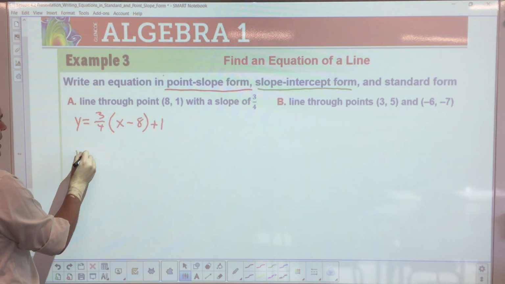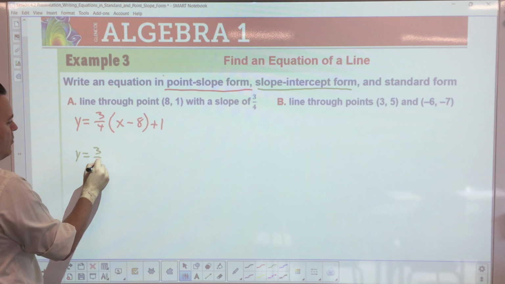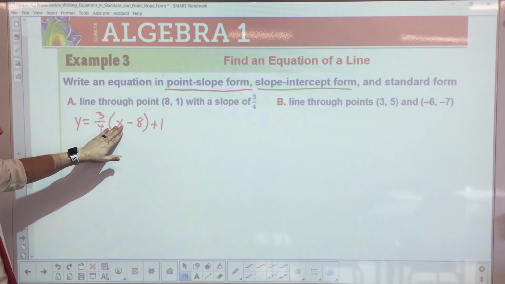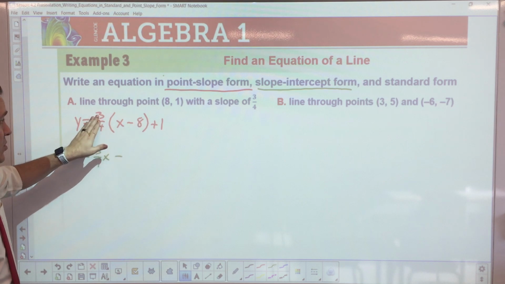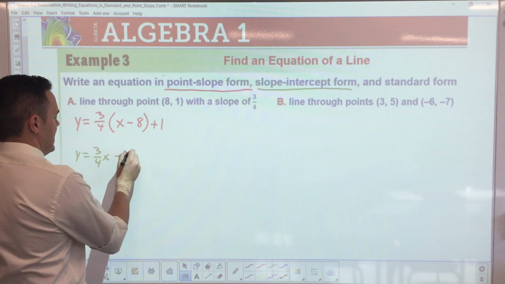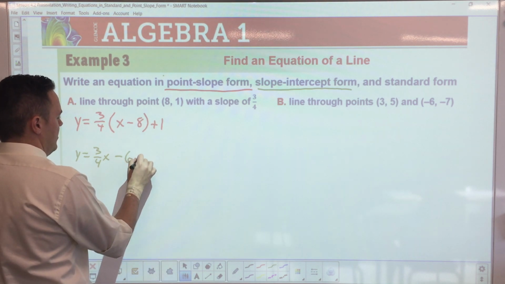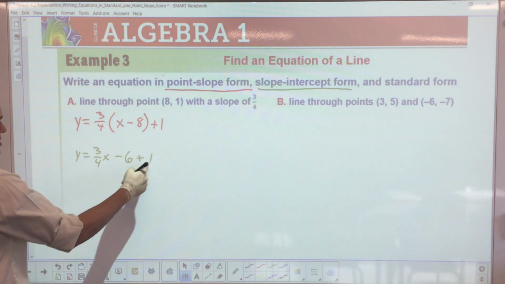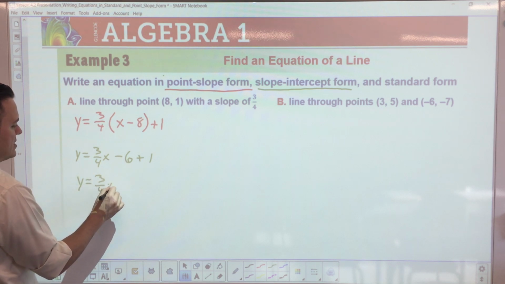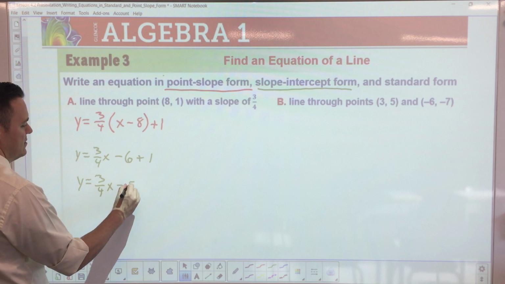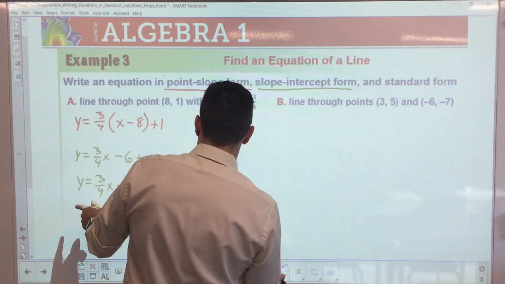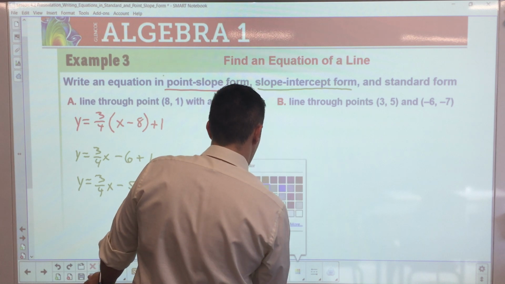So you would have y equals 3 over 4x minus, now you could put this in a calculator, say 8 times 3. 8 times 3 is what, 24? Divide that by 4, it's actually 6. Put it in a calculator though, if you want. Plus 1. So you'd end up with y equals 3 over 4x, and that's going to be minus 5. So this, ladies and gentlemen, is your slope-intercept form.